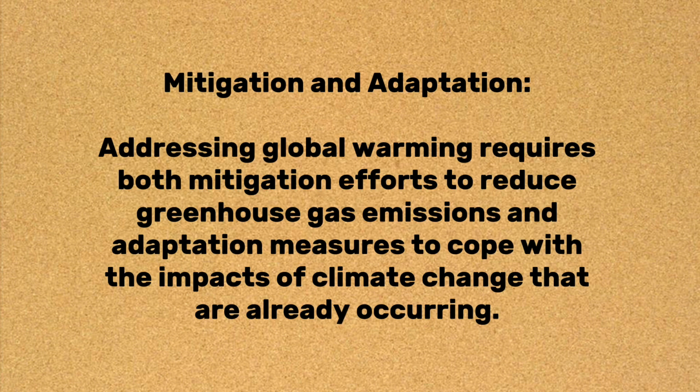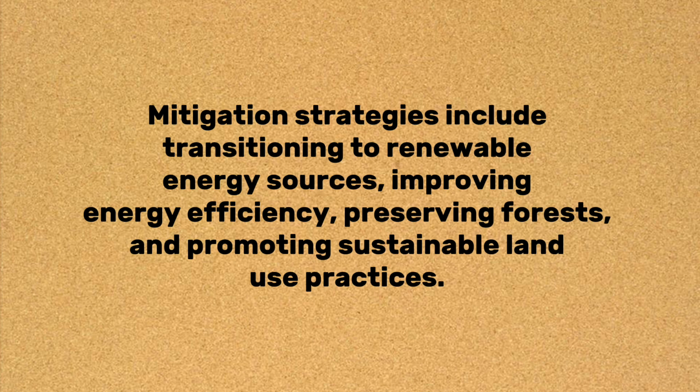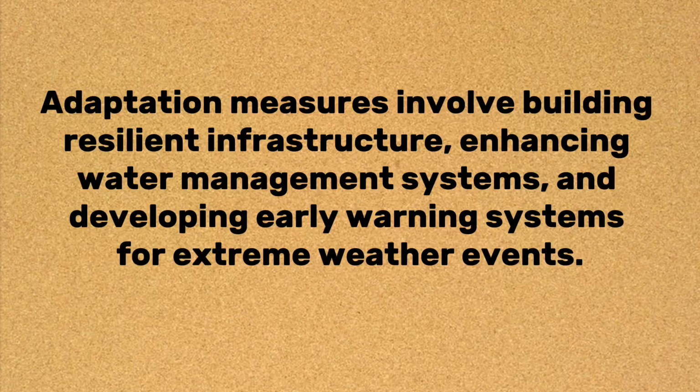Mitigation and adaptation. Addressing global warming requires both mitigation efforts to reduce greenhouse gas emissions and adaptation measures to cope with the impacts of climate change that are already occurring. Mitigation strategies include transitioning to renewable energy sources, improving energy efficiency, preserving forests, and promoting sustainable land use practices. Adaptation measures involve building resilient infrastructure, enhancing water management systems, and developing early warning systems for extreme weather events.